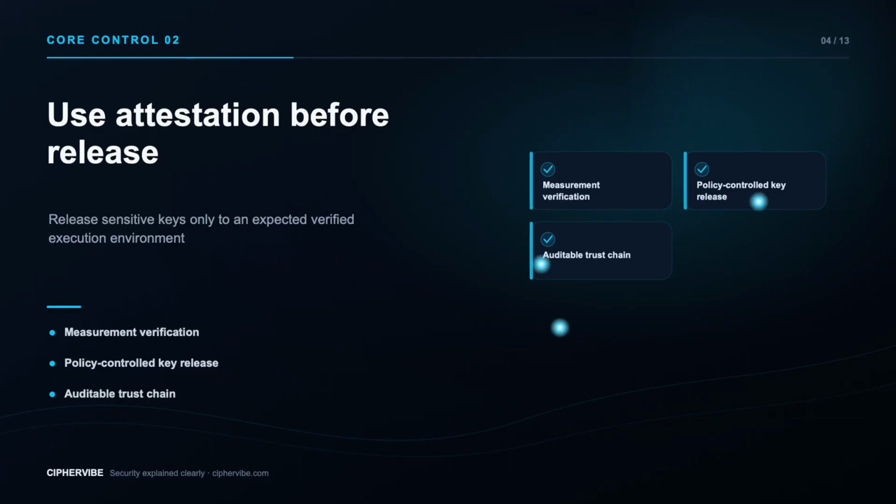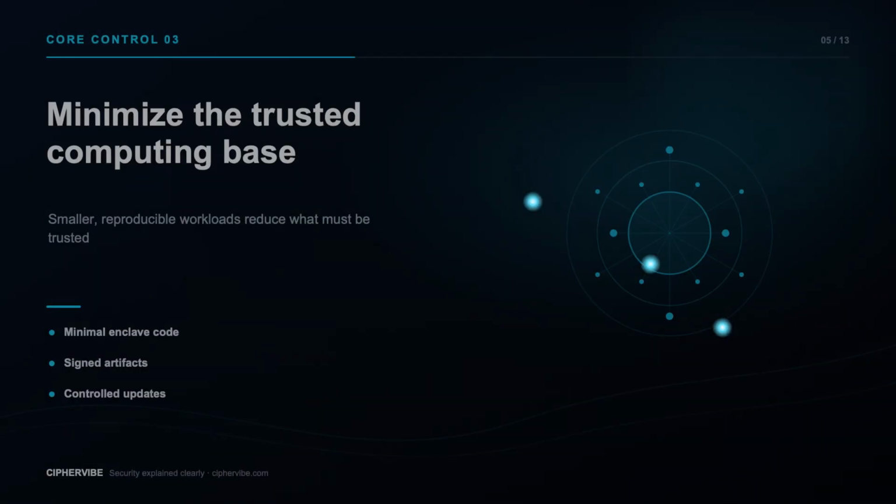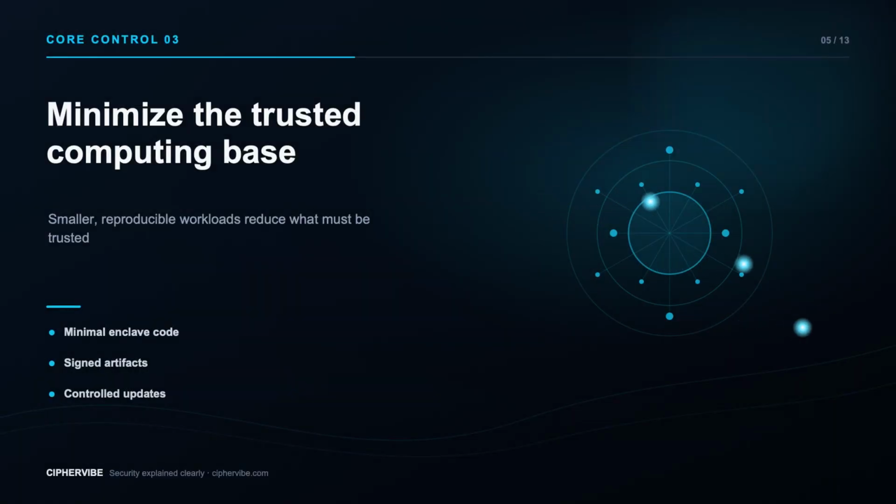The second building block is use attestation before release. Remote attestation lets a relying service evaluate measurements or claims from a trusted execution environment before releasing sensitive material. Define accepted measurements, software versions, and policy ownership, then record attestation outcomes so changes do not silently weaken the trust decision.